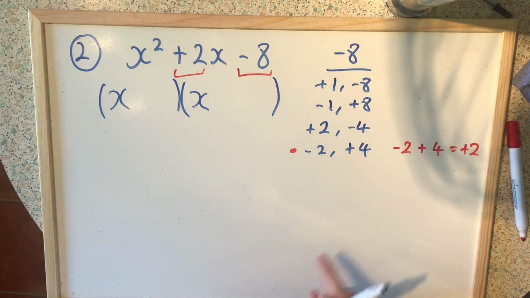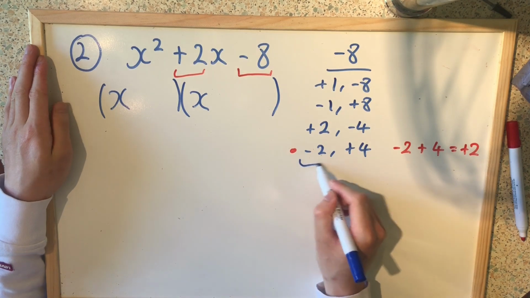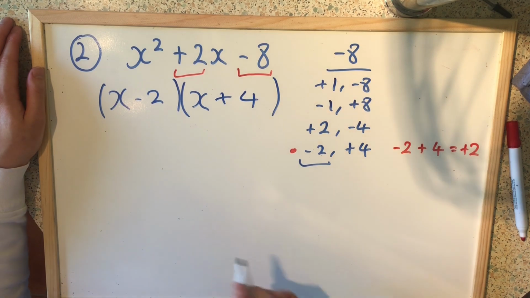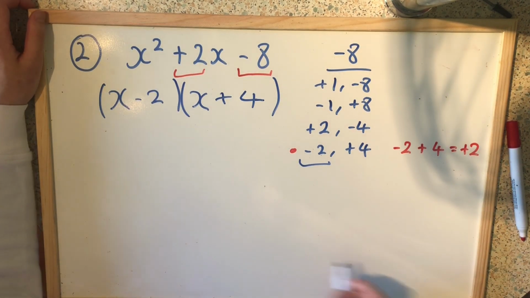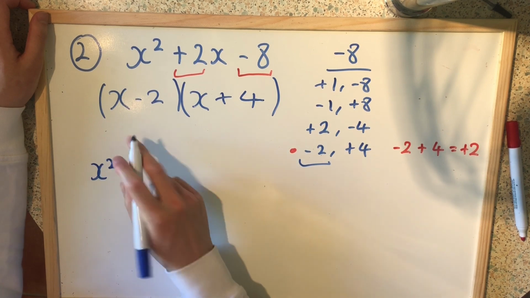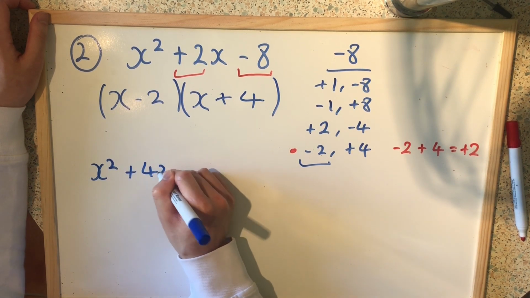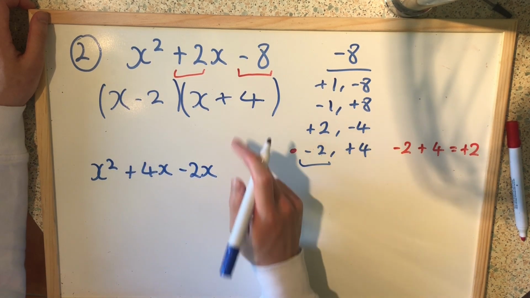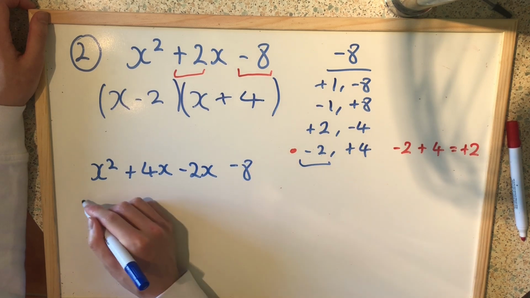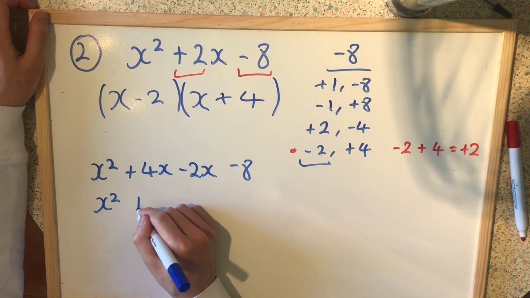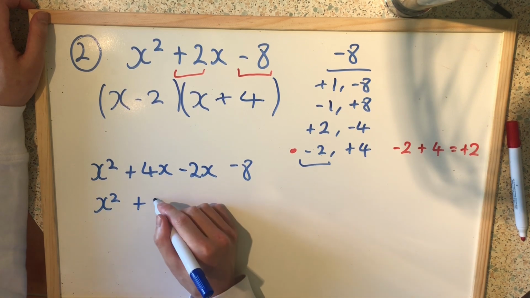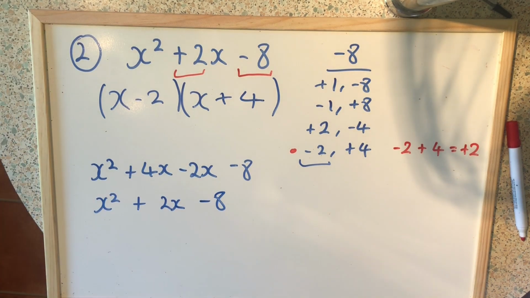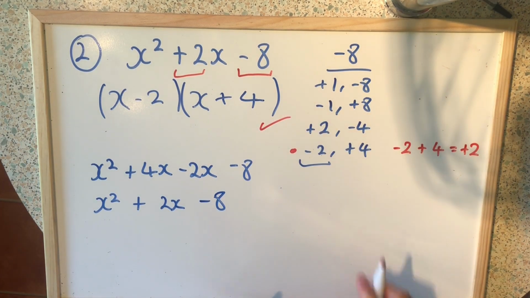So last thing to do is put these numbers back in the brackets. Got minus 2, x positive 4. And we can double check that by expanding it. So x times x, x squared, x times 4 is 4x, minus 2 times x, minus 2x, minus 2 times 4, minus 8. And simplify that, x squared, 4 minus 2 is plus 2x, and minus 8. So that works.